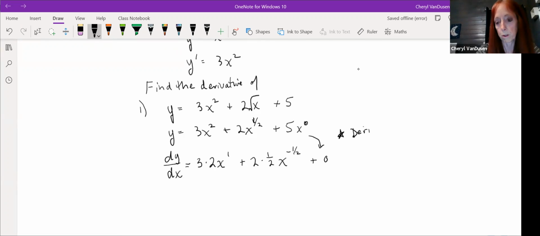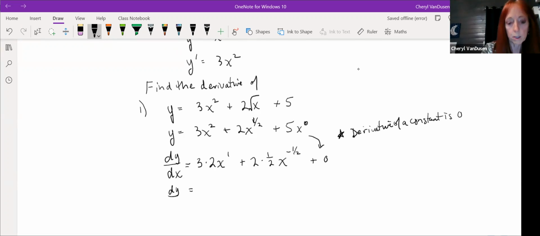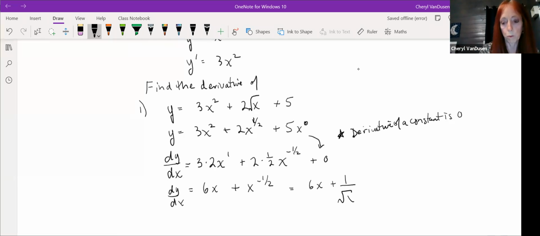So the derivative of a constant is 0, okay? So then we could simplify this. dy/dx is 6x. The 2 and the half cancel, so plus x to the minus a half power. I most of the time prefer to leave everything along one line. There's nothing wrong though with expressing it as 1 over root of x. x to the minus half power would be 1 over the root of x. And that's okay as well.